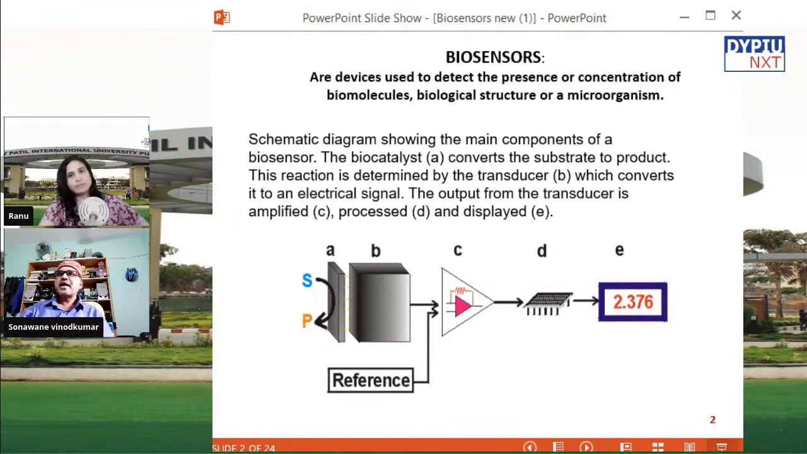They do not utilize a biological system directly. It is often considered that enzymes are the biologically responsive material, but it should be recognized that other biological systems may be utilized by a biosensor. For example, whole cell metabolism, ligand binding, and antibody-antigen.